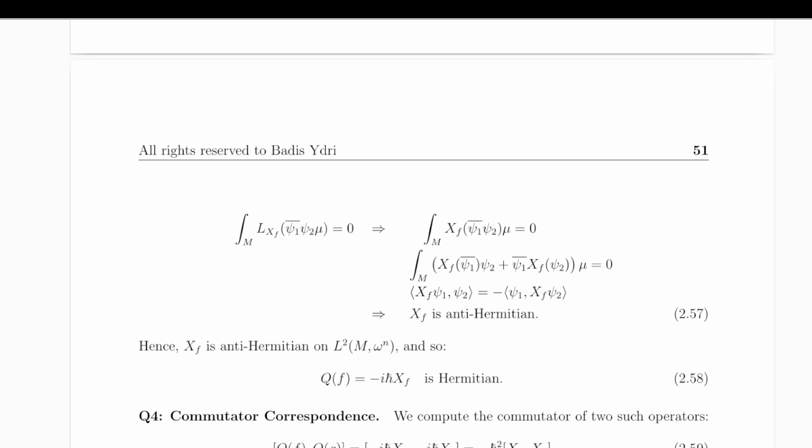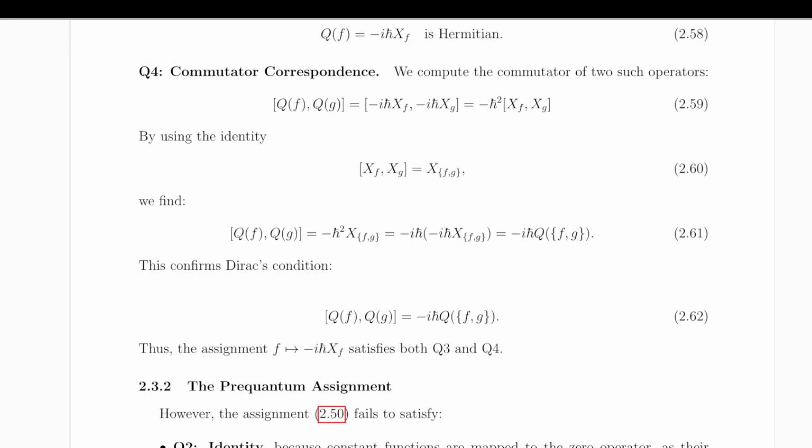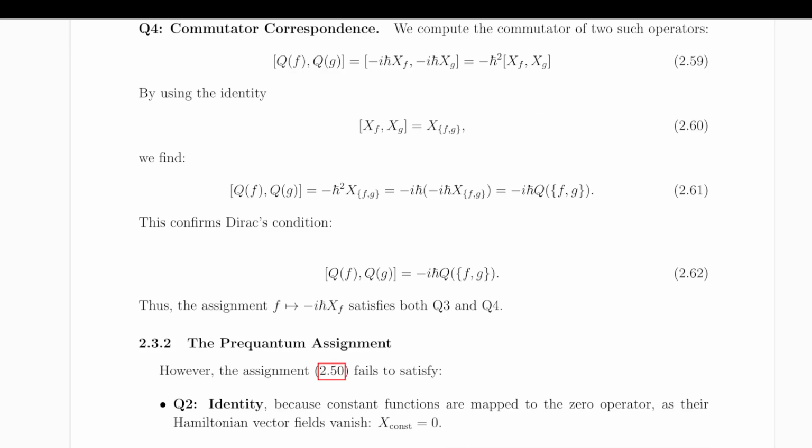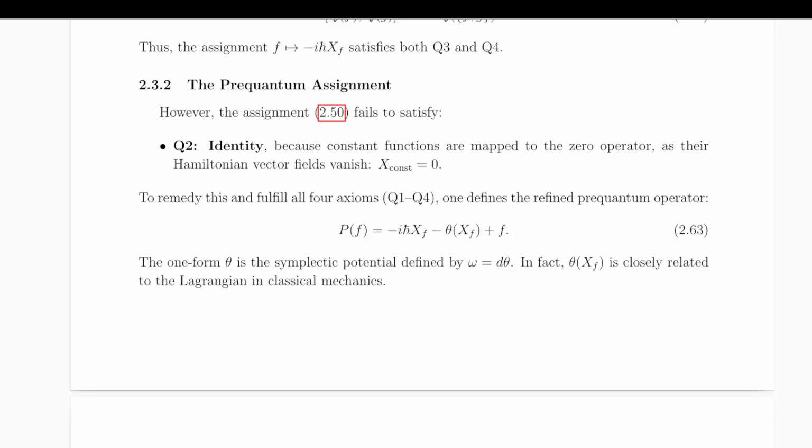Q4, commutator correspondence. Next, the commutator of two such operators reflects the structure of classical mechanics. Indeed, the commutator of two Hamiltonian vector fields produces another Hamiltonian vector field corresponding to the Poisson bracket of the original functions. Thus, this assignment captures Dirac's vision. The classical Poisson structure is deformed into the quantum commutator structure. The prequantum assignment.